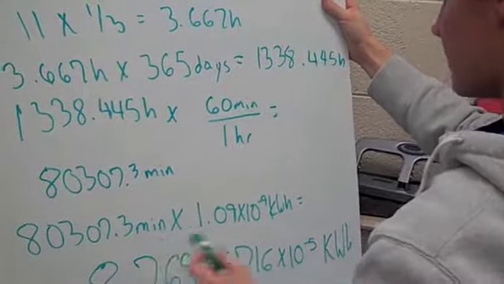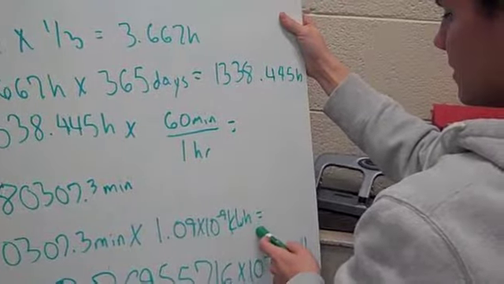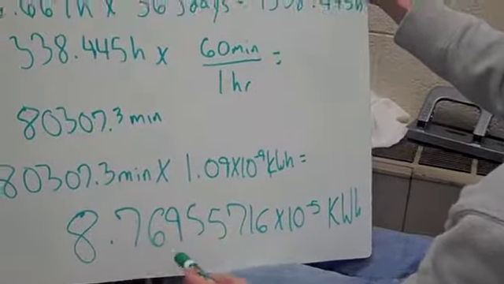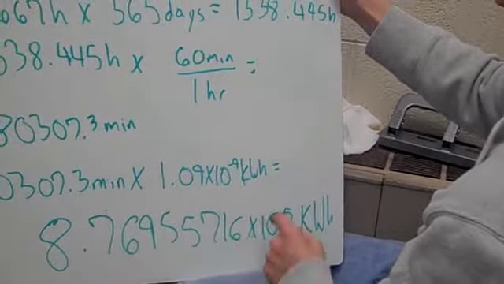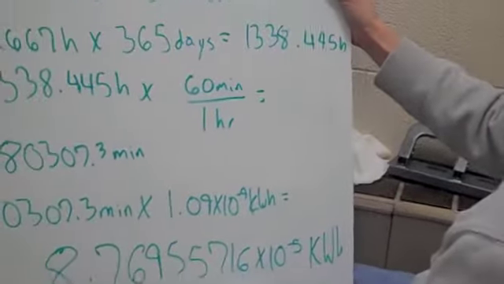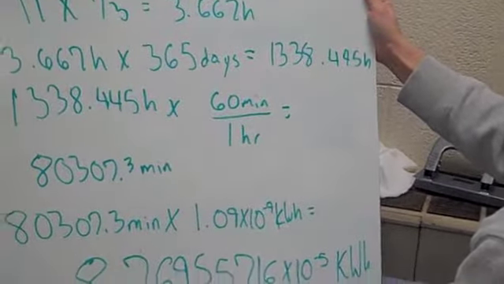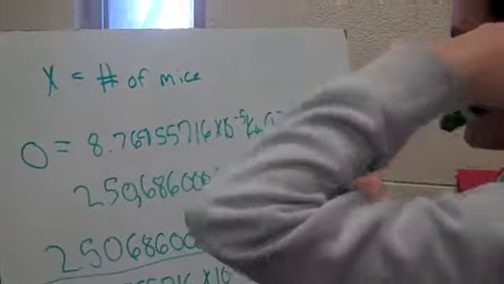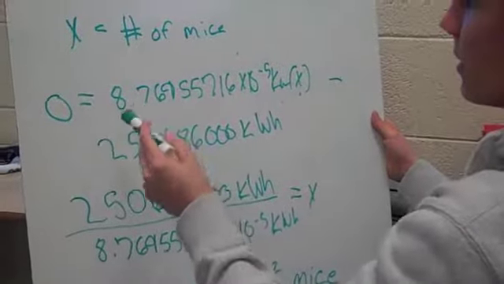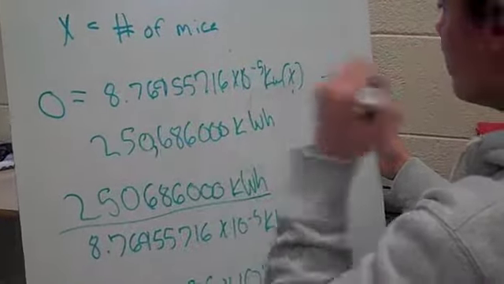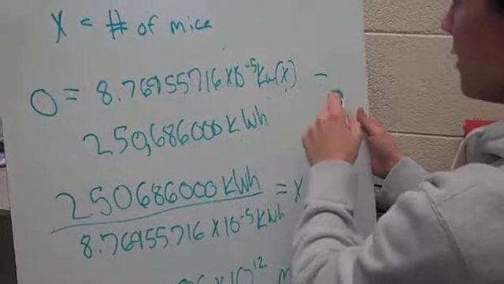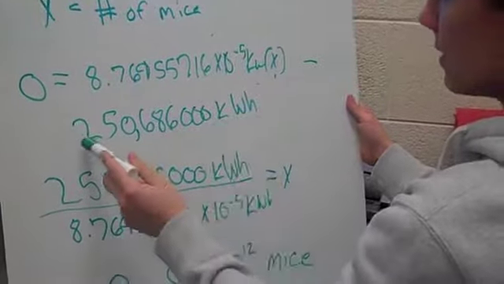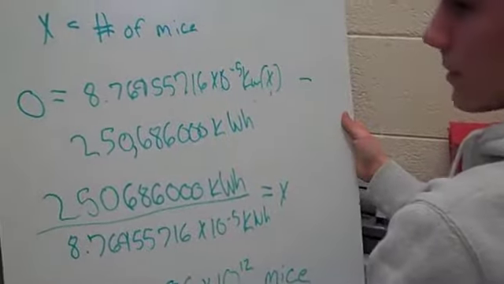We take that value times the amount of energy generated per minute from the mouse to reach a value of 8.76955,716 times 10 to the negative 5th kilowatt hours per year, which is the generated energy for one mouse on a wheel. So now we will solve for the number of mice needed to power Bloomington Normal for 1 year. We take the amount of energy one mouse generates in 1 year minus the amount of energy Bloomington Normal needs, which we've used and obtained from the previous equations for windmills and solar panels.